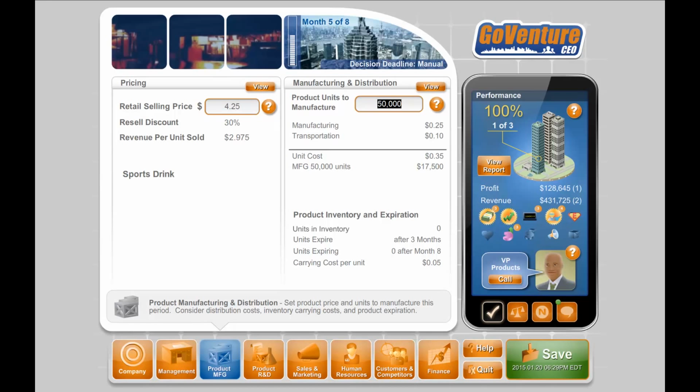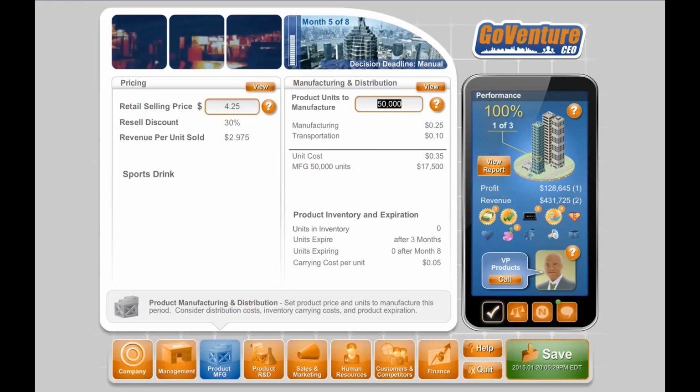The second decision you need to make here is manufacturing and distribution. Here, you must decide how many products, or units, you will manufacture this period. To do so, you should forecast how many sales you think you will make this period, and then manufacture exactly that many units. Here, you can see the cost of manufacturing each item, the cost of transporting each item, and there may be recurring costs related to research and development. This gives you an overall cost per unit, and the total cost to manufacture all of the units.